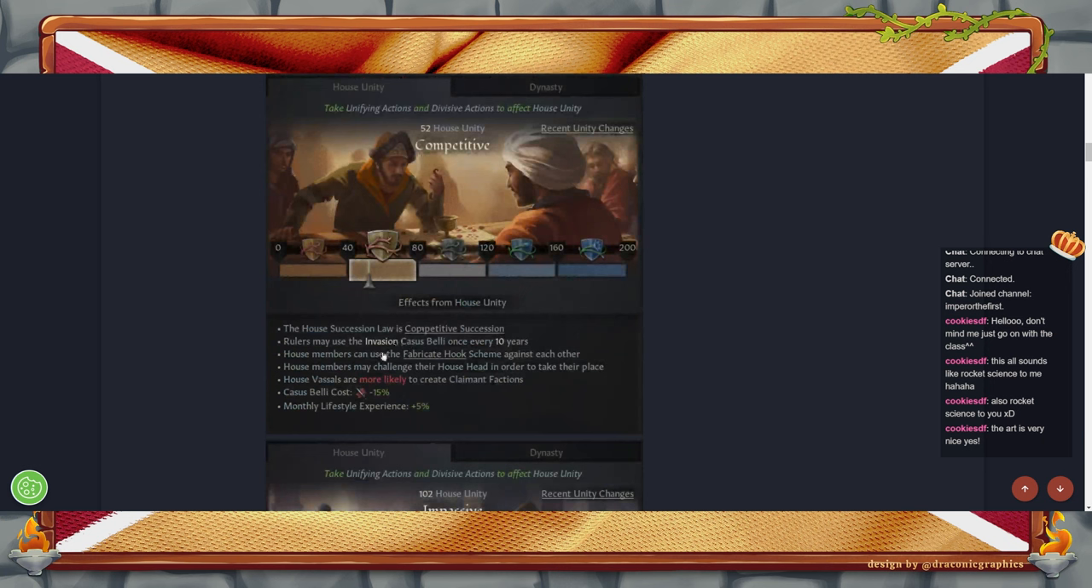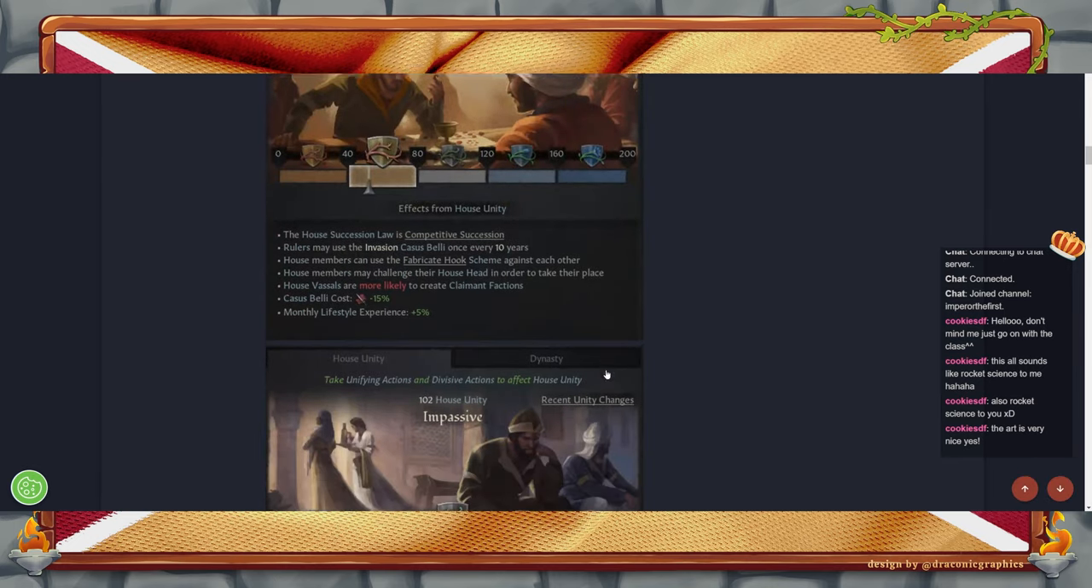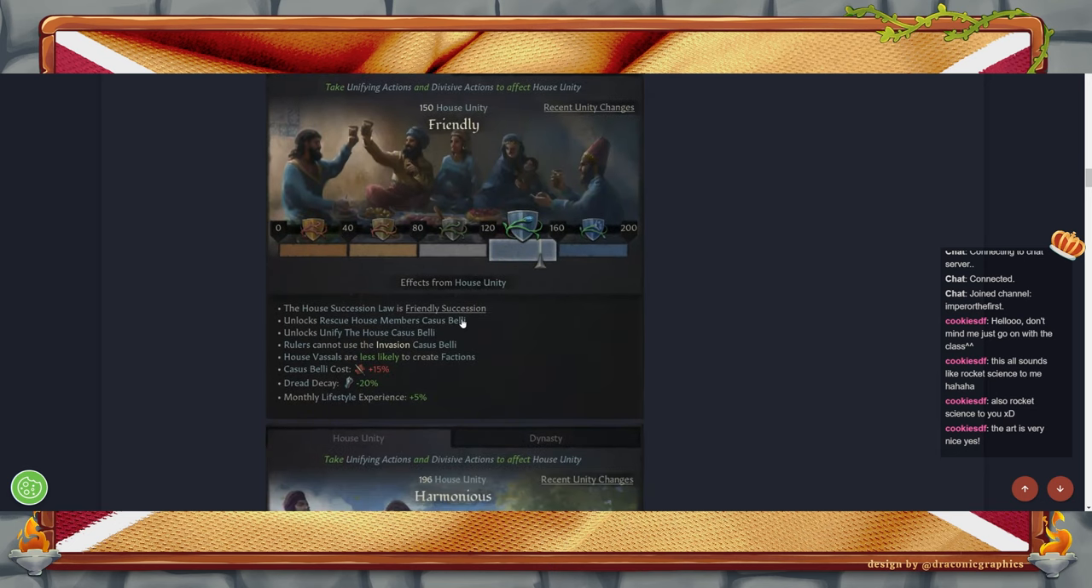Let's see. So competitive is members can use a fabricate hook scheme against each other. More likely. Okay. All right. Okay, I see. Every 10 years. And here you don't have any limitation on the invasion casus belli. Interesting. We've already seen this. Friendly succession. Okay. Rescue house members as a casus belli.